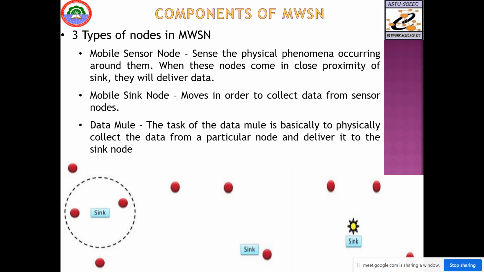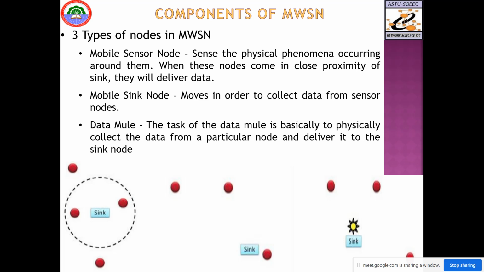The sensor node will sense the data when it is shifted or moved into the sink node's region. The sink node will go to one particular node, collect the data and transfer it back, and again go to another node to collect the data. The data mule works like a transporter. It will go to one particular node, collect the data, and the collected data will be transferred to the sink node.